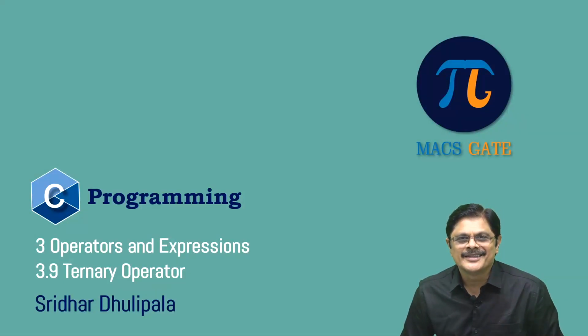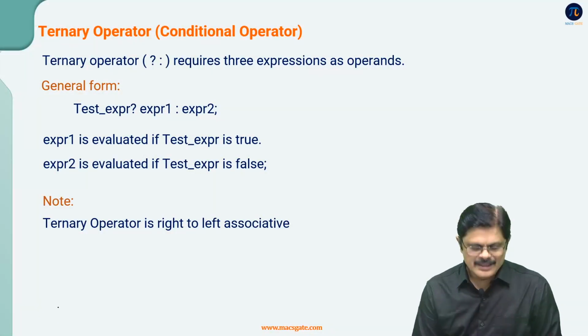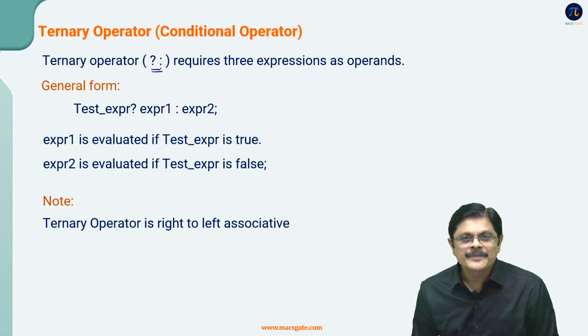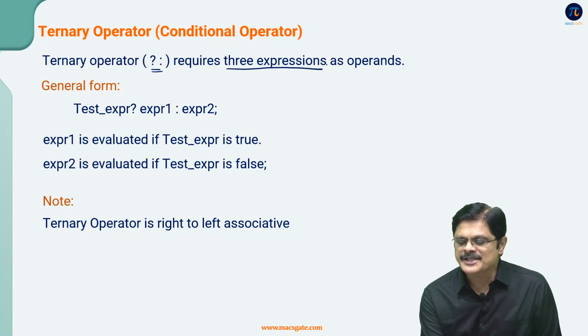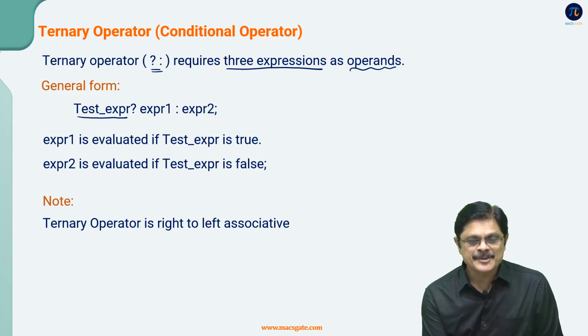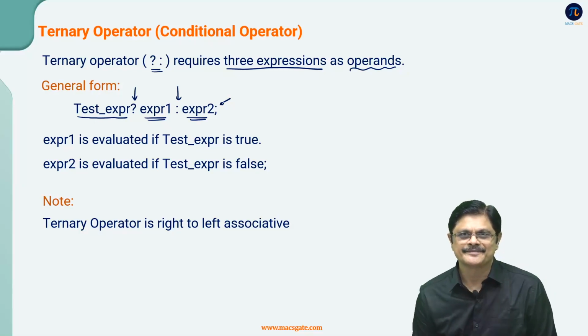Welcome back. The next and the most important operator is the ternary operator. The ternary operator is also called the conditional operator. The ternary operator is denoted by a question mark and a colon, and it requires three expressions as operands. This is the syntax: test expression followed by a question mark, then expression 1, then a colon followed by expression 2. Of course, there is a terminating semicolon.